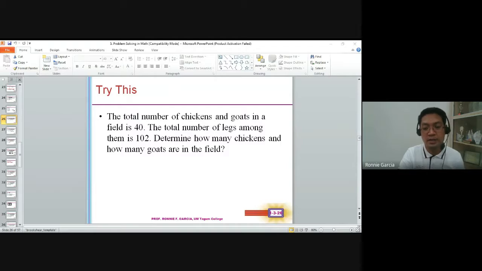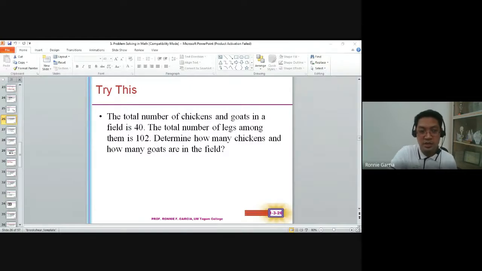So how many answers will you give? How many chickens and how many goats? You must have labels. You have to give 2 answers because there are 2 animals in the field, chicken and goat. So for example, this 20, is it the number of chickens or goats? You must put a label. Then you can check, because the number of legs of a chicken is different from the number of legs of a goat. So according to this problem, a clue was given: the total number of legs of all the animals, chickens and goats, is 102.